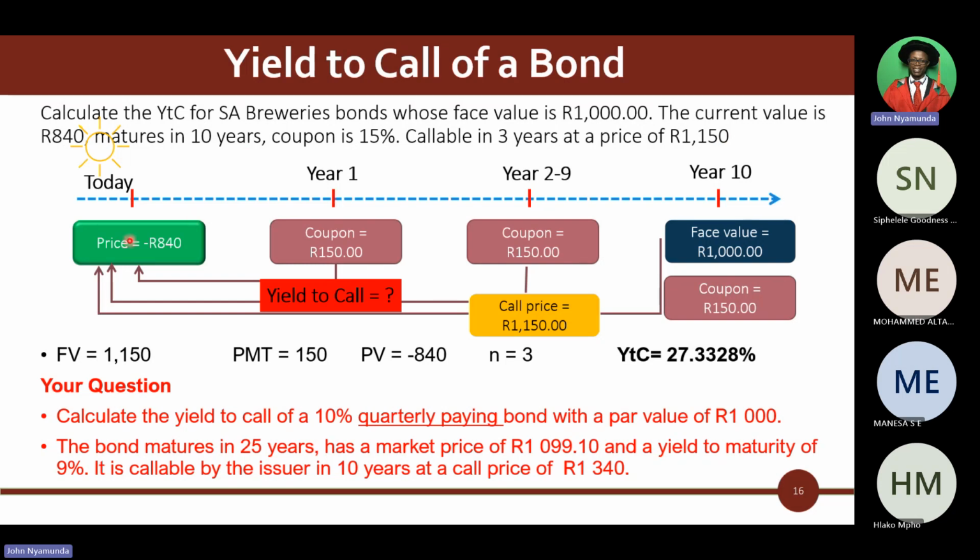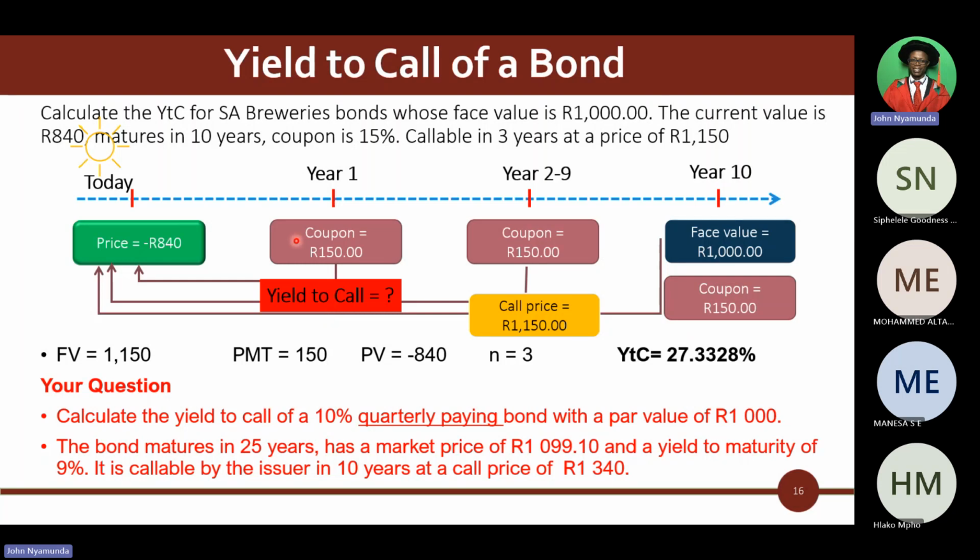So the price is 840, the same old price. The coupon is 150, same old. The call price is 1,150. We are going to call it in year 3, callable in year 3 at 1,150. So what is the yield to call? Not yield to maturity this time.